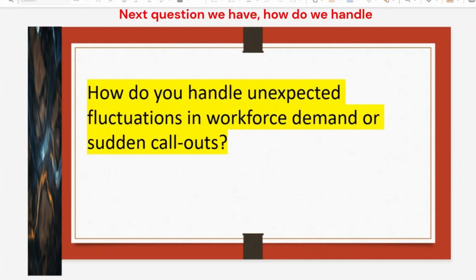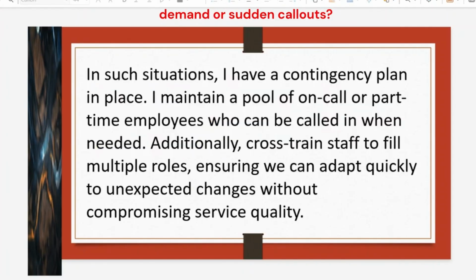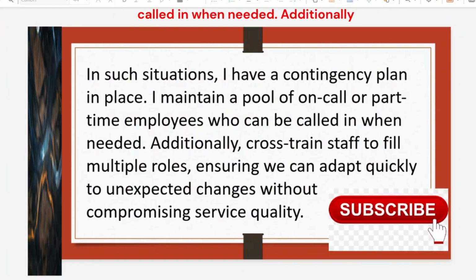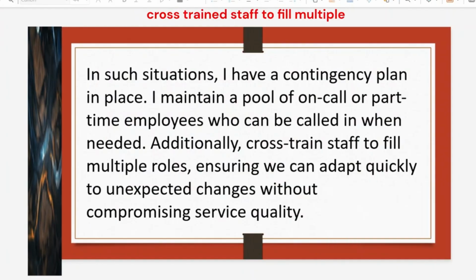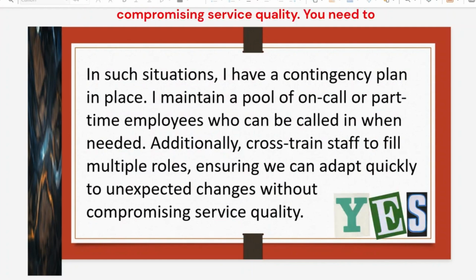Next question we have: how do you handle unexpected fluctuations in workforce demand or sudden callouts? The answer you may provide: in such situations, I have a contingency plan in place. I maintain a pool of on call or part time employees who can be called in when needed. Additionally, I cross train staff to fill multiple roles, ensuring we can adapt quickly to unexpected changes without compromising service quality.